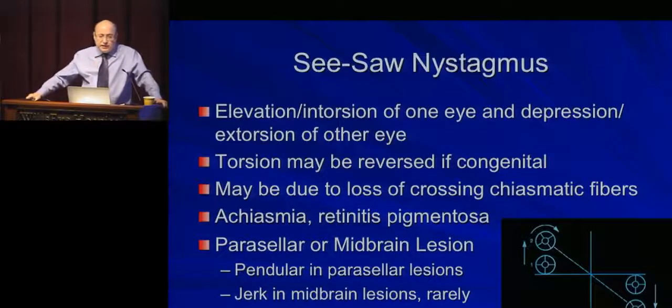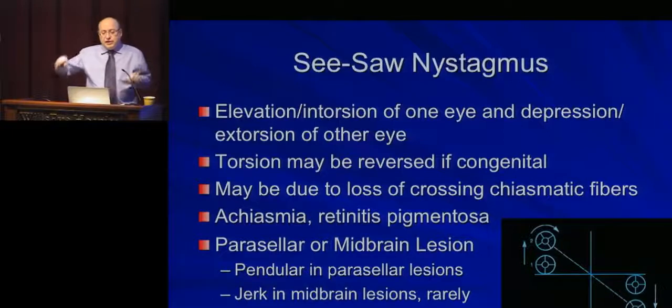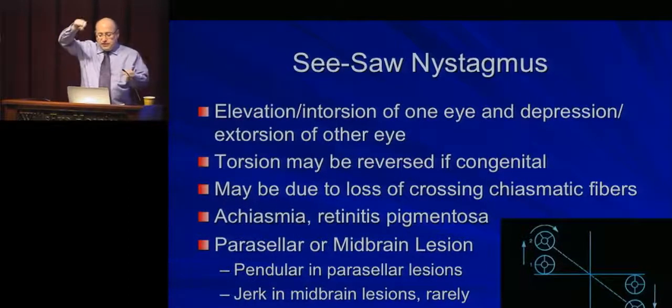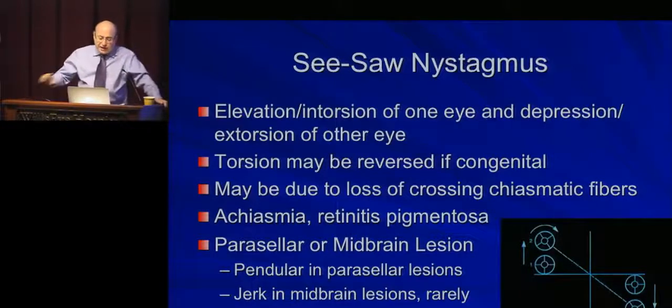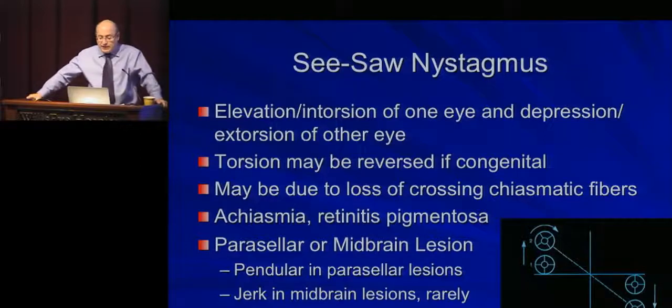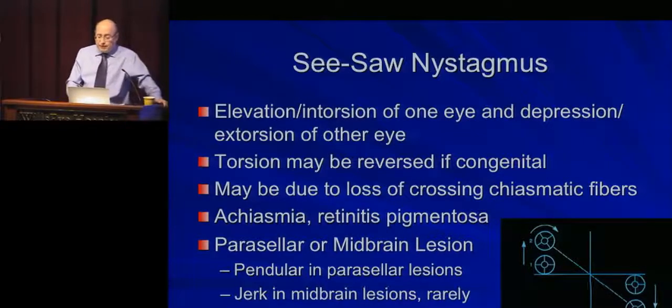Seesaw nystagmus is one that's very symptomatic. There's elevation and torsion of one eye, depression and extorsion of the other eye, like a seesaw. If it's congenital, it may go the opposite direction. It's usually a lesion at the chiasm, sometimes congenital achiasmia, a lack of development of the chiasm. Can be seen in RP, but also seen in pituitary adenomas or other mass lesions that disrupt the chiasm. If it's pendular, it's in the chiasm. If it's jerk, it could be in the midbrain.